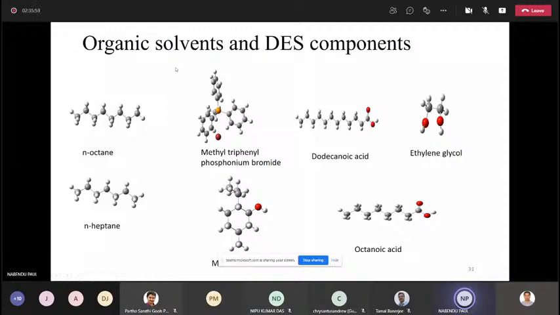The DESs are methyl triphenyl phosphonium bromide and ethylene glycol, this is one DES, and the other DESs are menthol decanoic acid and menthol octanoic acid. And these two, n-heptane and octane, are the organic solvents that are generally used to separate these sulfur compounds from fuel oil.